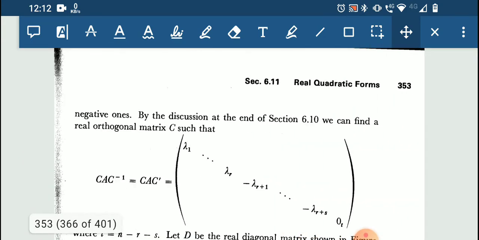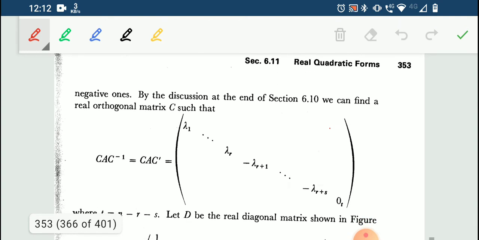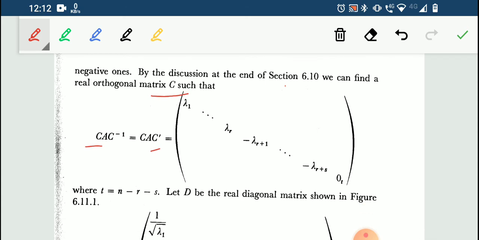By the discussion at the end of section 6.10, we can have some orthogonal matrix C such that CAC inverse, because C is an orthogonal matrix, I can write C inverse as C dash, so CAC dash will be equal to this matrix. That's what we got in the last section. You can go back and see section 6.10, where the diagonal elements are lambda 1, all these positive characteristic roots, then negative characteristic roots, and zeros.